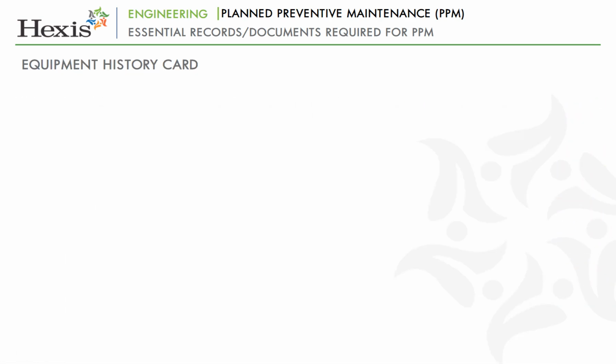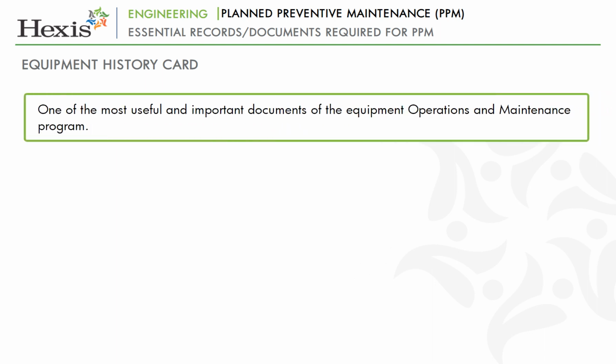Next, we will learn about the Equipment History Card, the eighth document for PPM. The Equipment History Card is one of the most useful and important documents which must be maintained as part of the equipment operations and maintenance program.